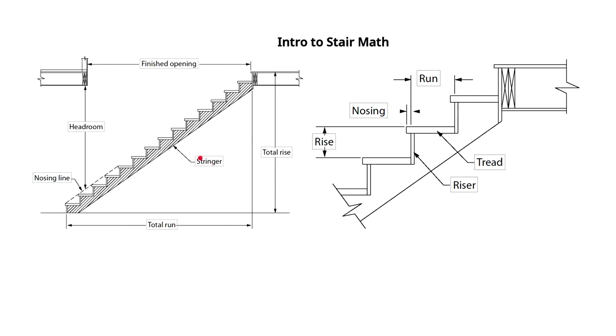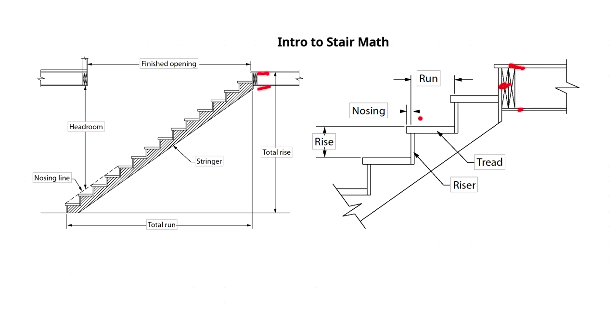We have what's called the stringer. So this is our structural part that holds the stairs up. And of course, we have our total run, so the distance horizontally that our set of stairs will take up. Now on the right here, it's just a little bit more zoomed in. So here, that's our upper floor construction, same as you can see over here.